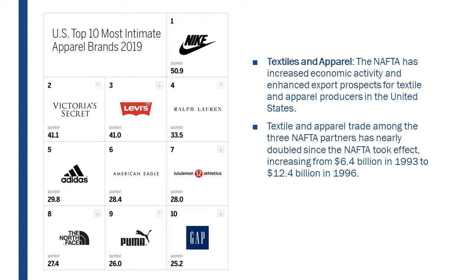Textiles and apparel. The NAFTA has increased economic activity and enhanced export prospects for textile and apparel producers in the United States. Textile and apparel trade among the three NAFTA partners has nearly doubled since the NAFTA took effect, increasing from $6.4 billion in 1993 to $12.4 billion in 1996. So as you can see, the top 10 most intimate apparel brands in 2019 are Nike, Victoria's Secret, Levi's, Ralph Lauren, Adidas, American Eagle, and more.